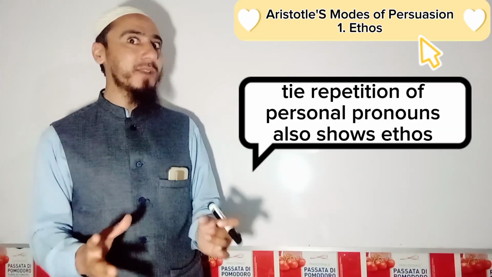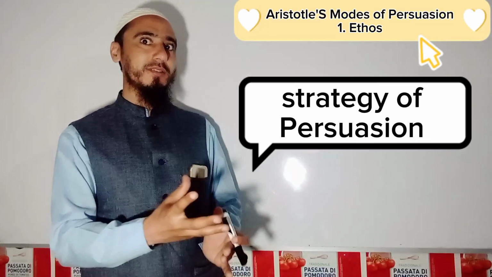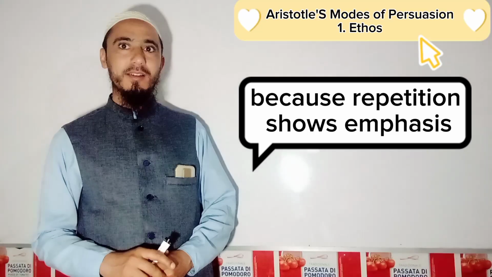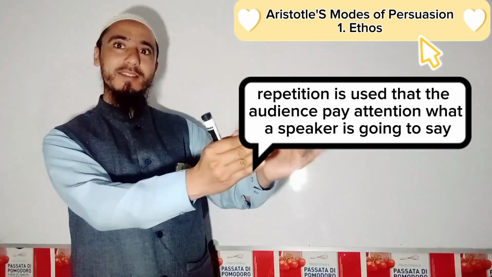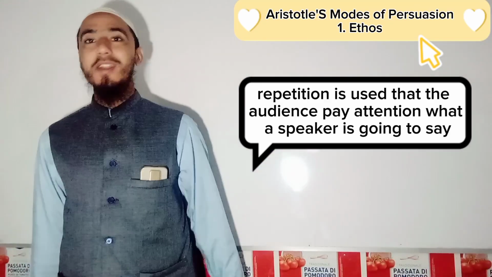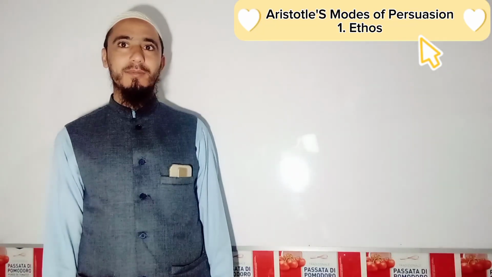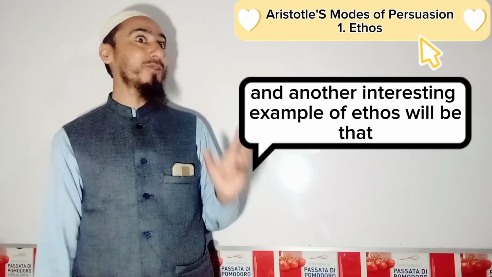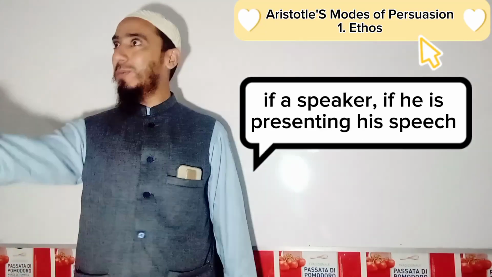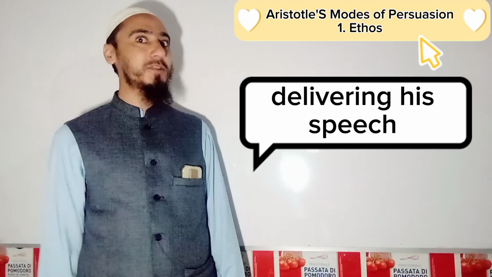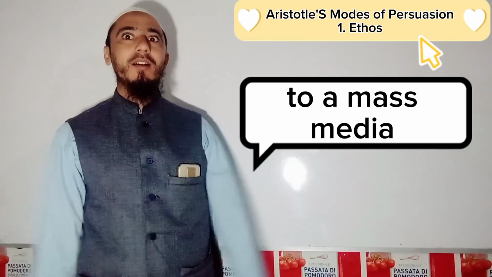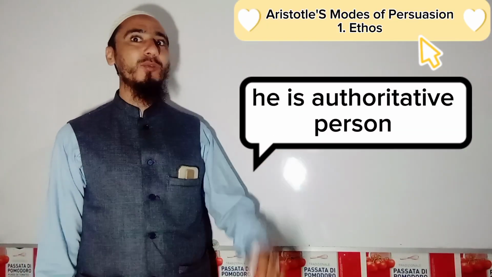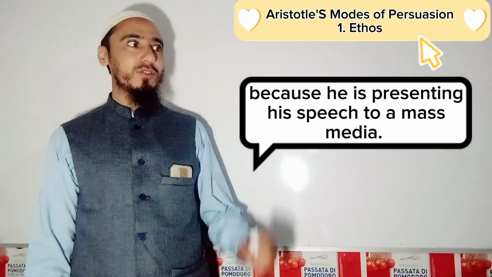The repetition of personal pronouns also shows ethos, the strategies of persuasion, because repetition shows emphasis. Repetition is used so that the audience pays attention to what the speaker is going to say. And another interesting example of ethos will be that if a speaker is delivering his speech to mass media, a large audience, it means he has authority. He's an authoritative person because he is presenting a speech to mass media.